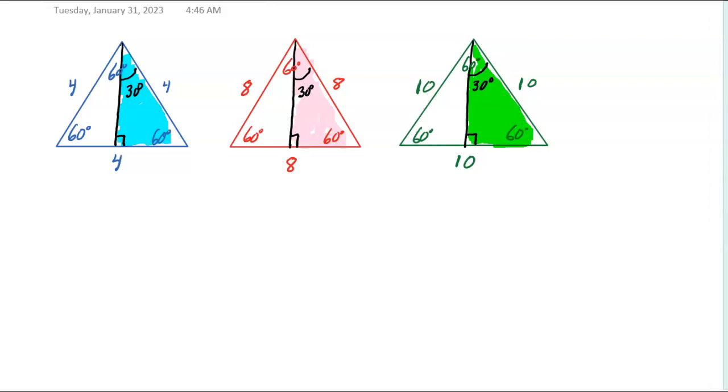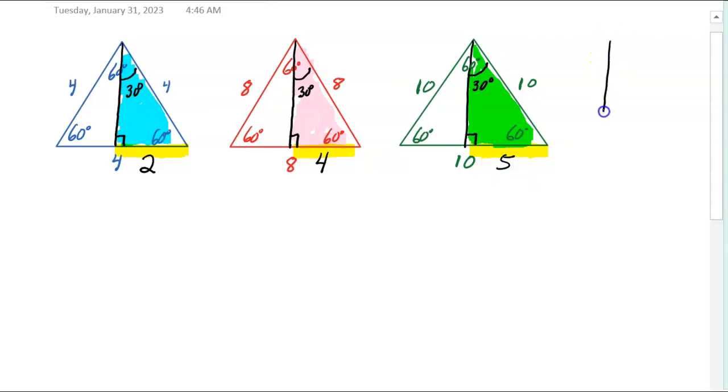Now when you draw that altitude, the yellow piece that I just highlighted, I'm hoping that you could visually see that that is half of the base. So in the blue triangle, half of 4 is 2, so the yellow piece is 2. In the red triangle, the base is 8, so half of 8 is 4. And in the green triangle, the base is 10, so the yellow piece is half of 10, which is 5.